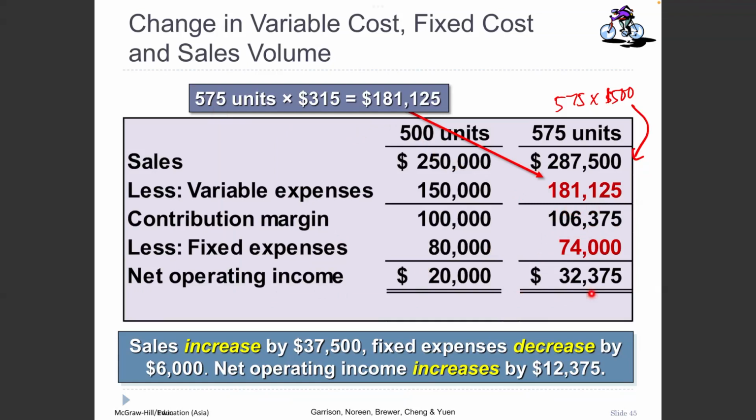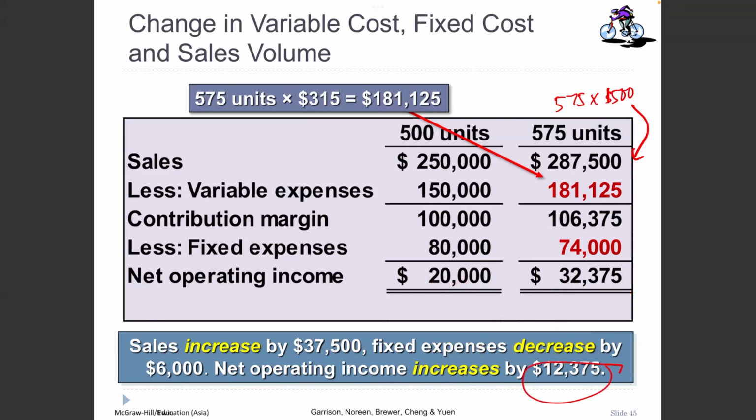So you can see the sales increased by 37,500, which is 287,500 minus $250,000. Your fixed expense decreased by 6,000. So net operating income increases by 12,375, whereby you deduct 32,375 from the old net operating income of 20,000. So you get this amount.